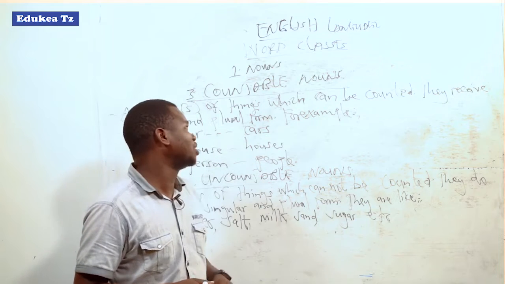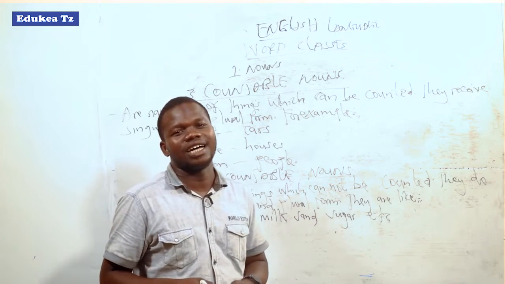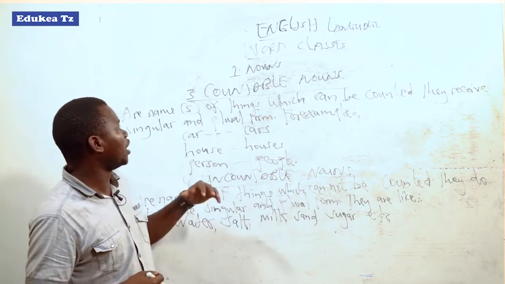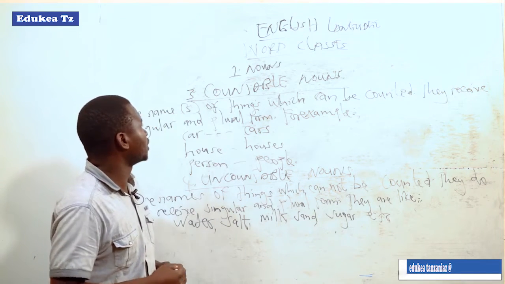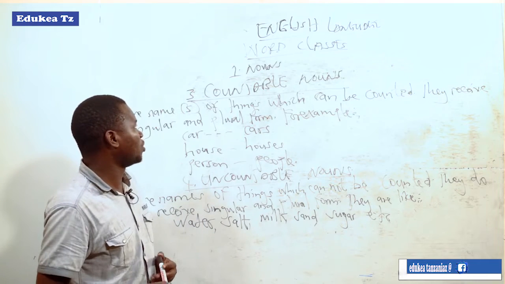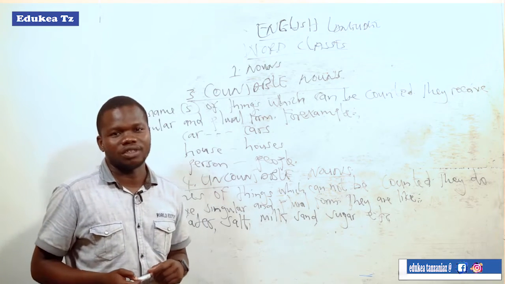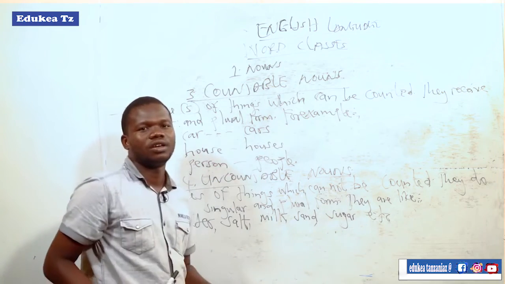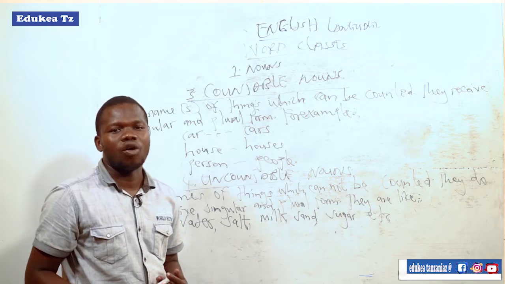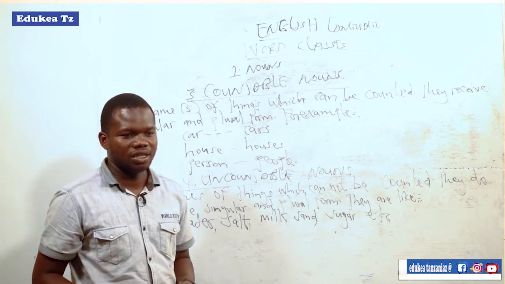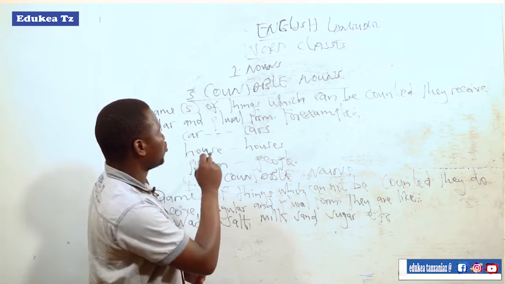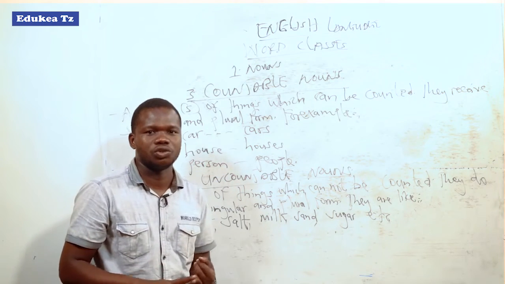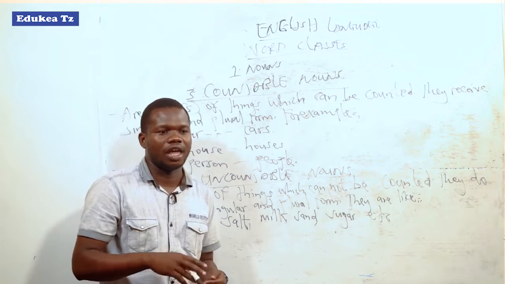So now you are most welcome to proceed with the other types of nouns. Right now we are looking at the third type of noun, that is countable nouns. Once we say the word countable, it means the ability of being counted. It is from the word count, which is a verb. We count 1, 2, 3, 4, and so on.